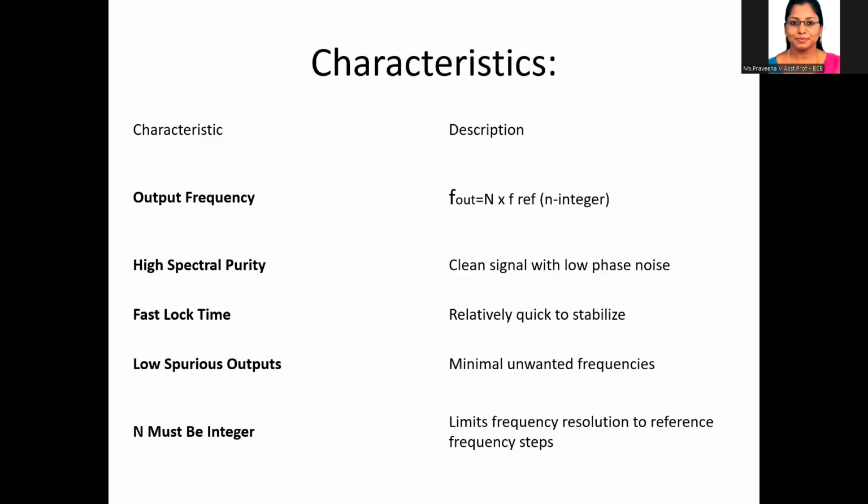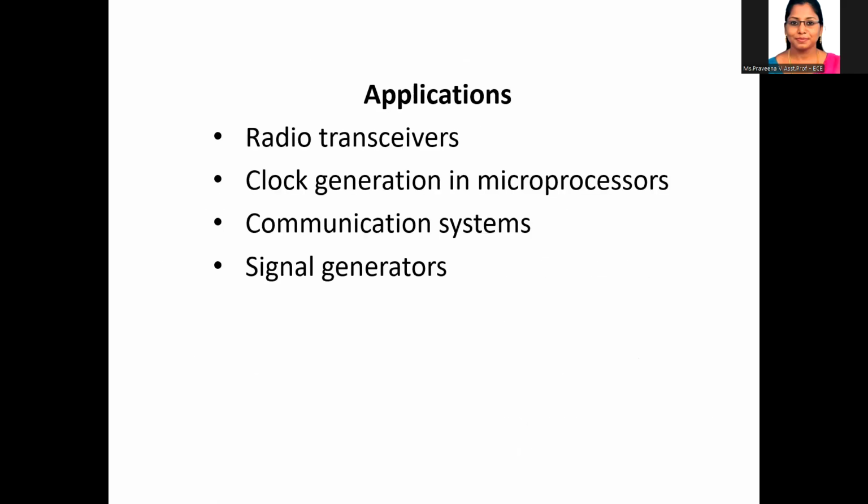Then we are going to see about the characteristics, that is how the frequency is. We are seeing that F out equal to N into F reference, and the high spectral purity, that is a clean signal with low phase noise. These are the characteristics, you have to refer this. And let us see the applications, where we are going to use this.